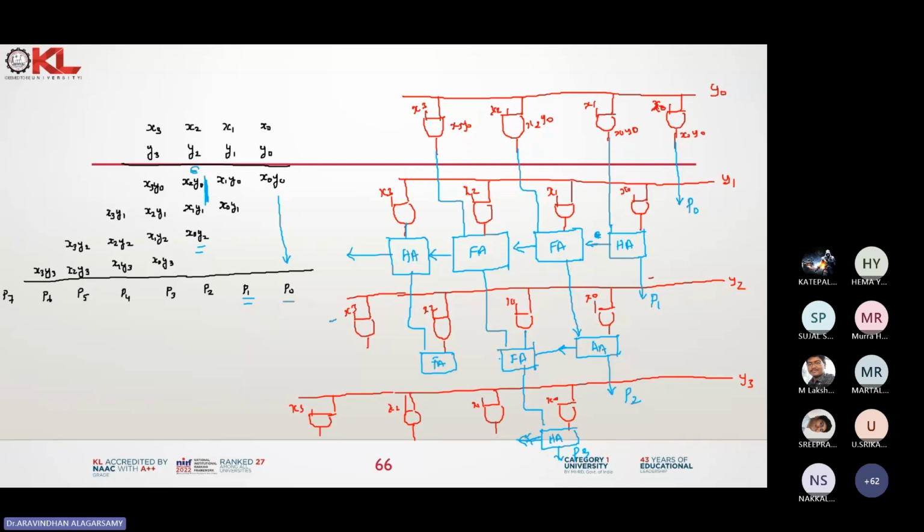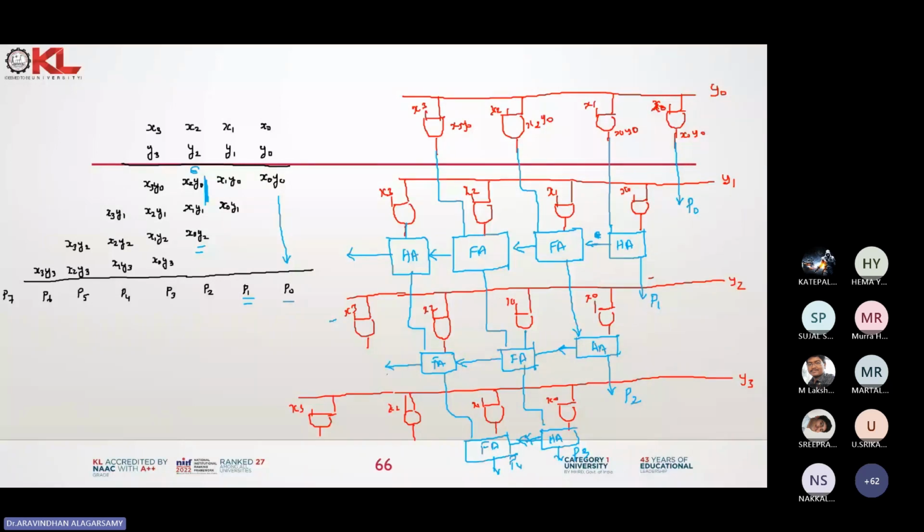Why? Because this carry is getting propagated. This is going to come out over here. This is going to become a full adder, half adder. Full adder. And what is the product it is? P4. So this is going to be propagated to the next stage. This is going to propagate to the next stage.